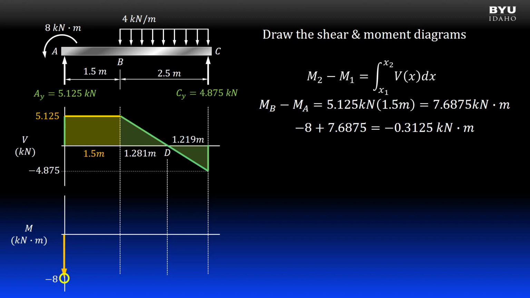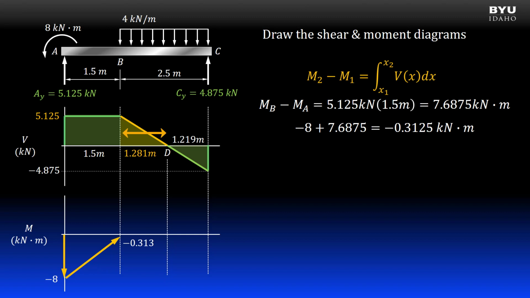Since our diagram at point A is at negative 8, we will end up at negative 0.31 kilonewton meters at point B, like this. Note the application of the rule that the slope of the moment diagram is equal to the shear diagram. So the slope of the moment diagram from A to B is constant, or the shape is linear with a slope of positive 5.125.